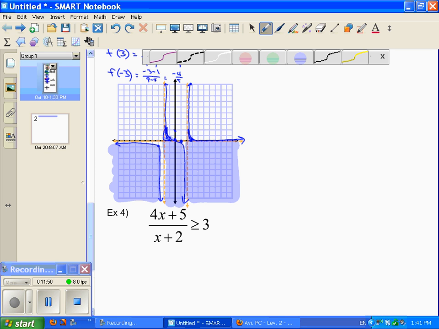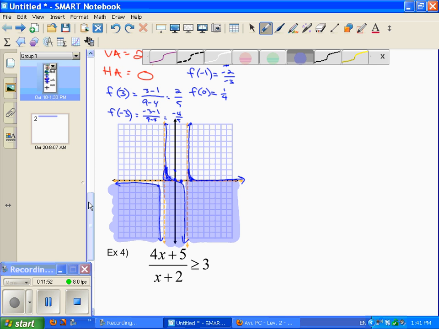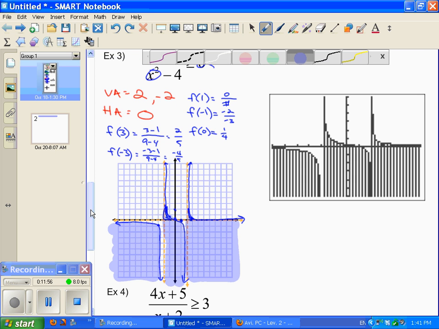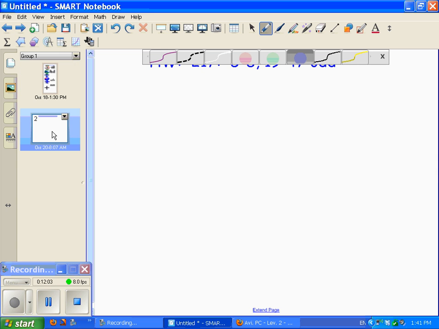Okay, so if we were to look at what that looks like on a graphing calculator, it'll look a lot like what we have. Is that the last one? I had one more, but it'll be on mine. Can I get one? The homework. No, I have to go.